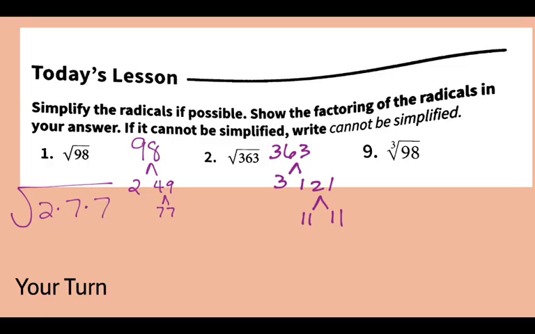Because what is 2 times 7 times 7? When I multiply 2, 7, and 7 all out, what do I get? 98. Okay, so I really haven't changed the problem. It's the exact same thing. It just looks different. Instead of 98, it's 2, 7, and 7.